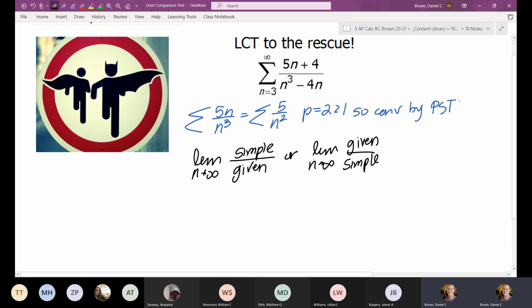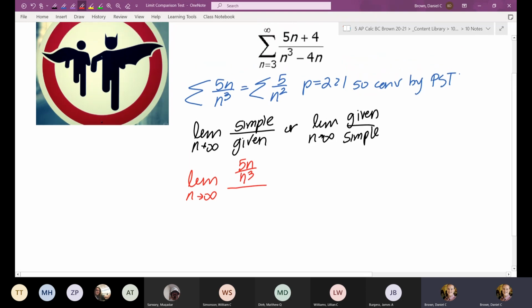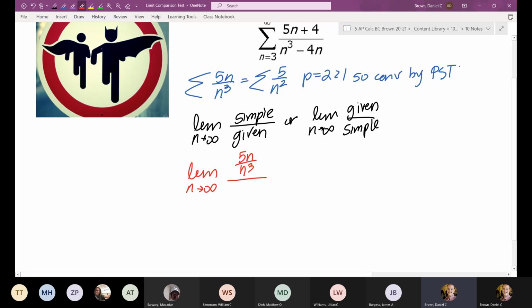Order won't matter because of what we're looking for when we get to the limit comparison test. I'm going to go ahead and use just like that first formula. So setting it up, I have the limit as n goes to infinity. My simple one is 5n over n cubed. And then we have the complex one, which is the 5n plus 4 over the n cubed minus 4n. Not the prettiest limit to take, but we can simplify it, and these always in many ways simplify pretty nicely.